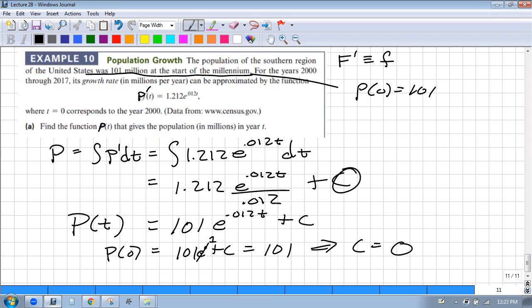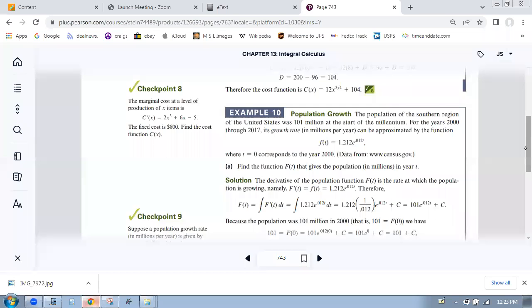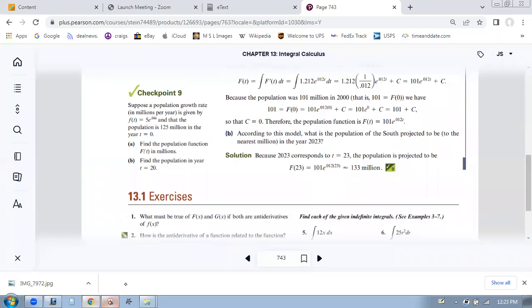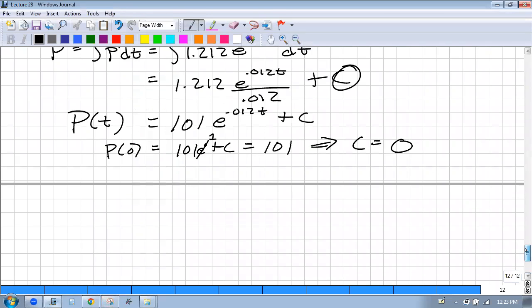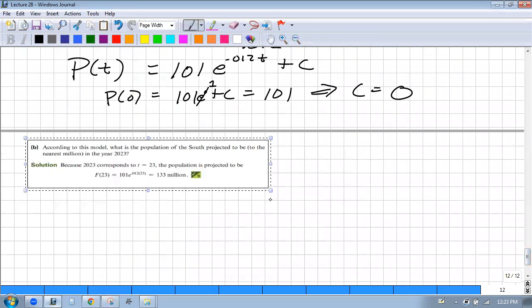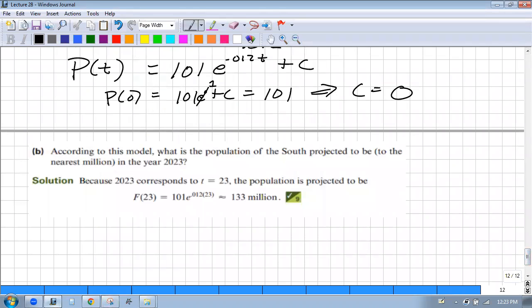So that's part A. Part B is probably to predict what the population will be at some point in the future. So now we know what P of t is. What is the population in the year 2023? Well, that's time 23. This is the population at any given time. So just plug in 23 for t, all right? We get 133 million.